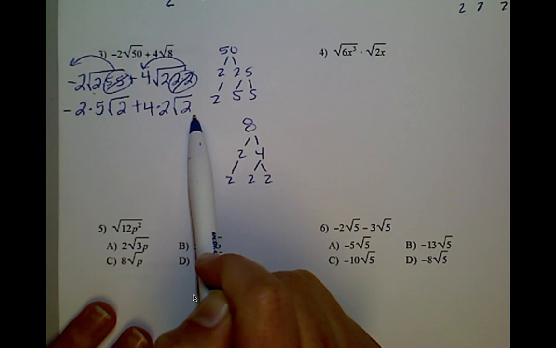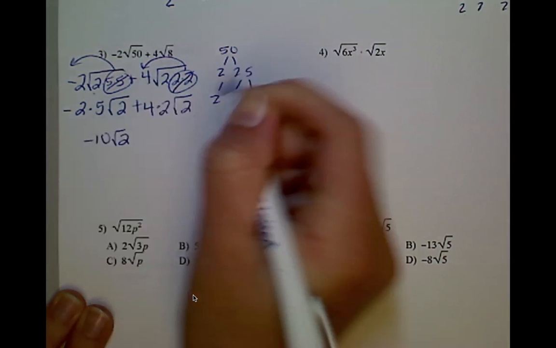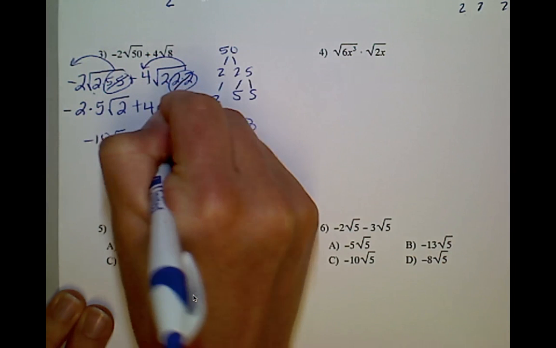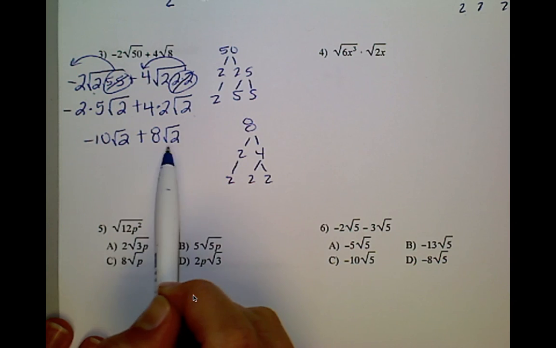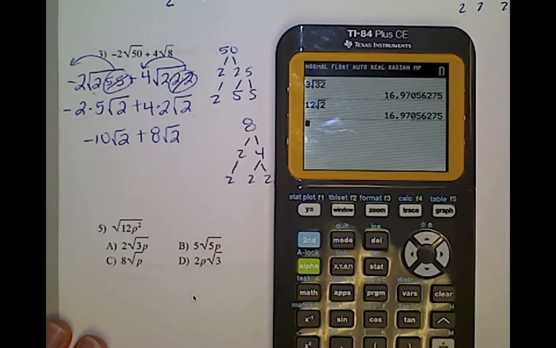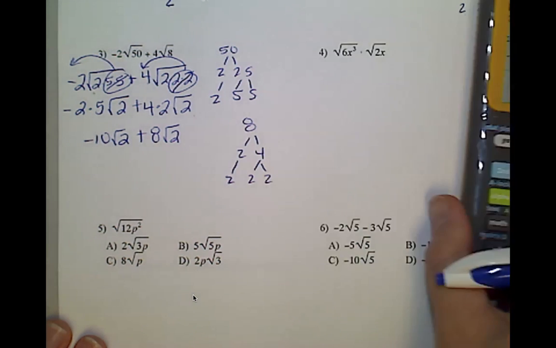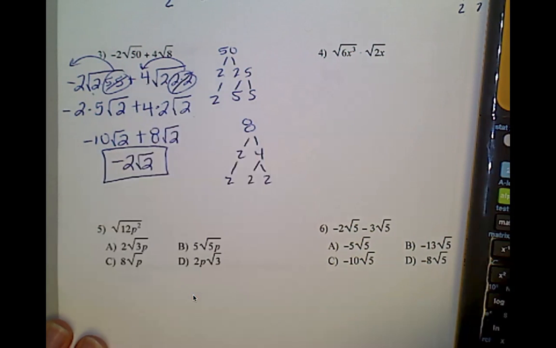Okay? So now we're just going to clean it up. Negative 2 times 5 is negative 10 on the square root of 2. 4 times 2 is 8 on the square root of 2. So when I'm looking at these, they have the same index because they're all square roots, and they have the same radicand. Okay, square root of 2, square root of 2. So it's just like combining like terms. I'm going to add the coefficients on the outside. Negative 10 plus 8 is going to result in negative 2. Okay, negative 2 on the square root of 2.